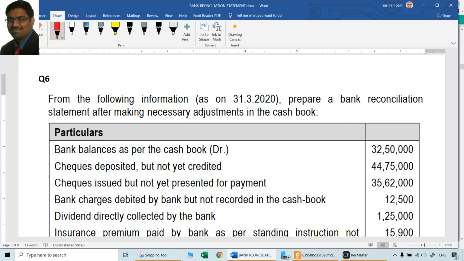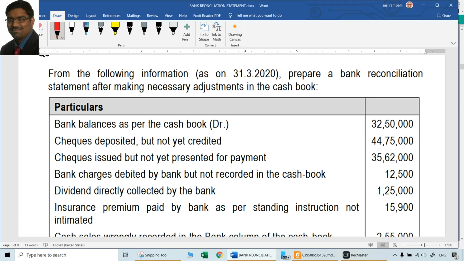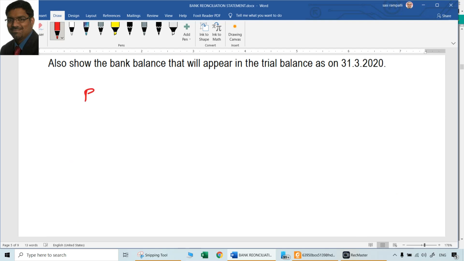Now let's move on to question number 6. From the following information, as on 31st March 2020, prepare a bank reconciliation statement after making necessary adjustments in the cash book. So definitely we have to prepare a revised cash book. In the same way, we also have to prepare a bank reconciliation statement.